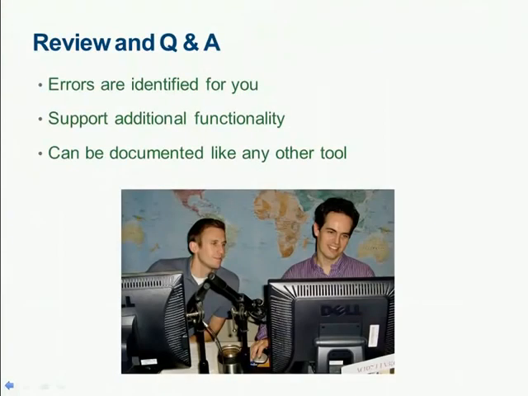So in this section, we talked about how errors are identified for you, syntax errors or exceptions that are raised when a toolbox or a tool is initialized, and how you can resolve those. The Python toolbox supports some additional functionality, like the composite data type and the value table parameters. And you can document these tools like any other tool using the item description.